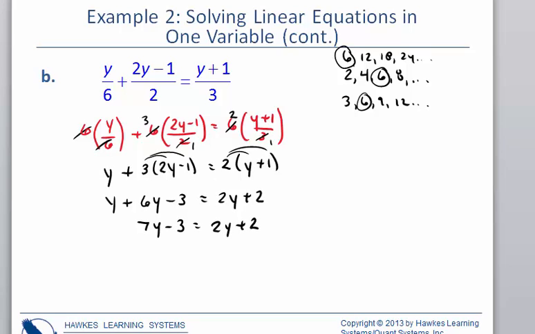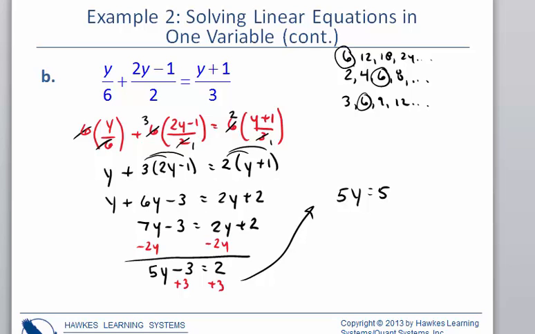And then we'll start moving things around so that all the y's are on one side and the things that don't have a y are on the other. So we will subtract the 2y, giving me 5y minus 3 is equal to 2. We'll then add a 3, giving me 5y is equal to 5. And then we'll divide both sides by 5, giving me a final answer of y is equal to 1.